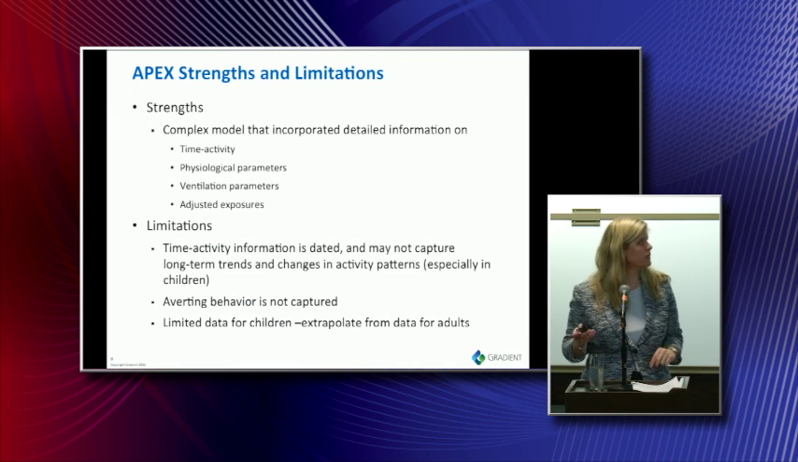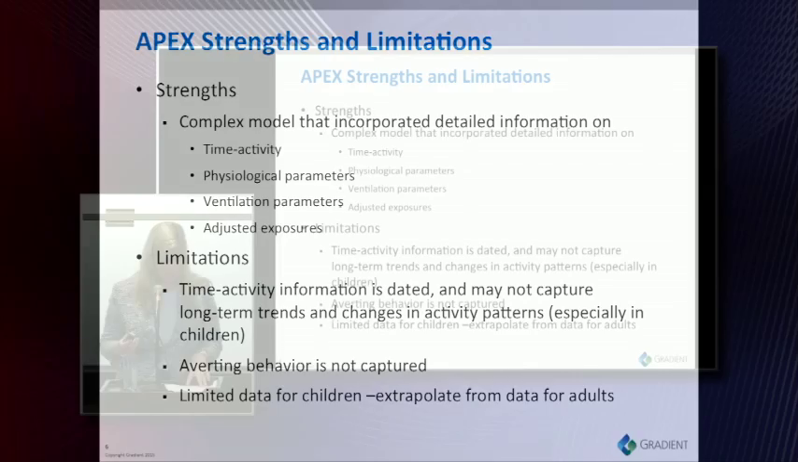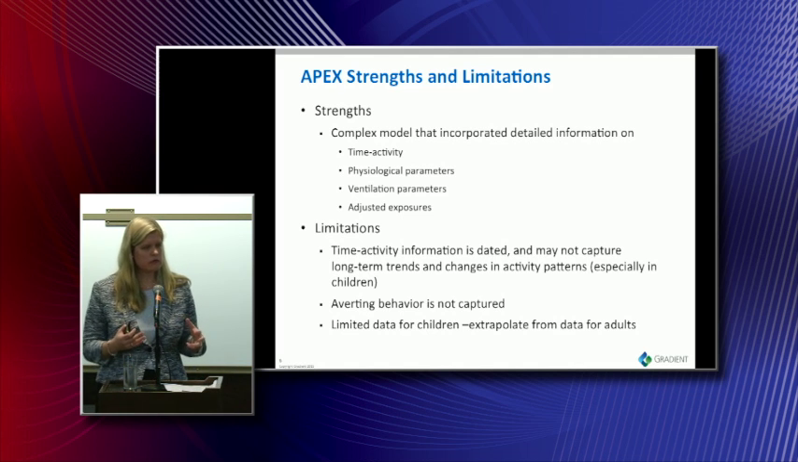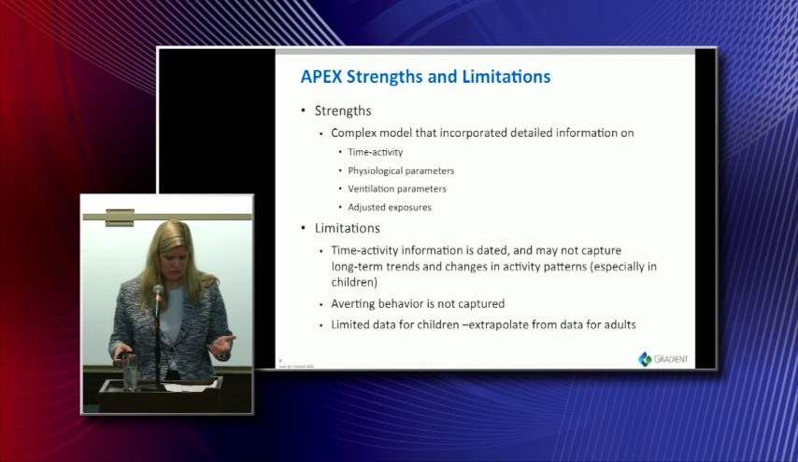So let me talk about then, just in general, what are some of the strengths and the limitations of the APEX model. So some of the strengths are that it's a very complex model, and it really tries to bring in a lot of different important parameters to quantify these risks. So it's time activity, it's the physiological parameters of ventilation, and importantly, they really try to get at what is a person's exposure rather than using an ambient monitor as the exposure metric. And this is, of course, because it's tied to the controlled exposure study data, this is the most relevant exposure that you need, because in a controlled setting, you are exposing them directly to a certain ozone concentration.